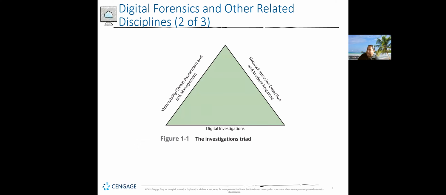It involves vulnerability, threat assessment, and risk management, which also involves network intrusion detection and incident response, followed by digital investigation. So they all go hand in hand. Someone breaks into the network, there's got to be someone to respond to it, right? That involves a digital investigation. Then once that's done, let's look at the vulnerabilities in the network. Let's see what threats were there in the network. Let's see what risks you have that are non-negotiable. Because let's face it, you can never get rid of risk 100%. That's what that means. So they all just go hand in hand.